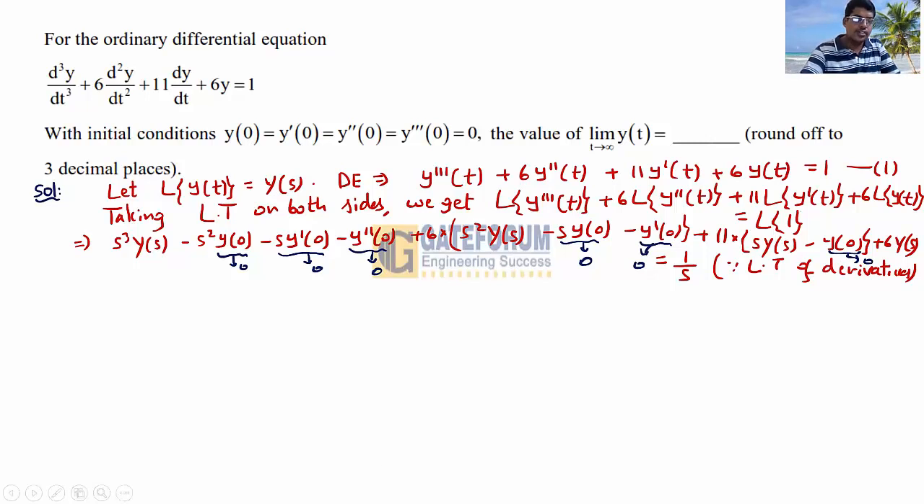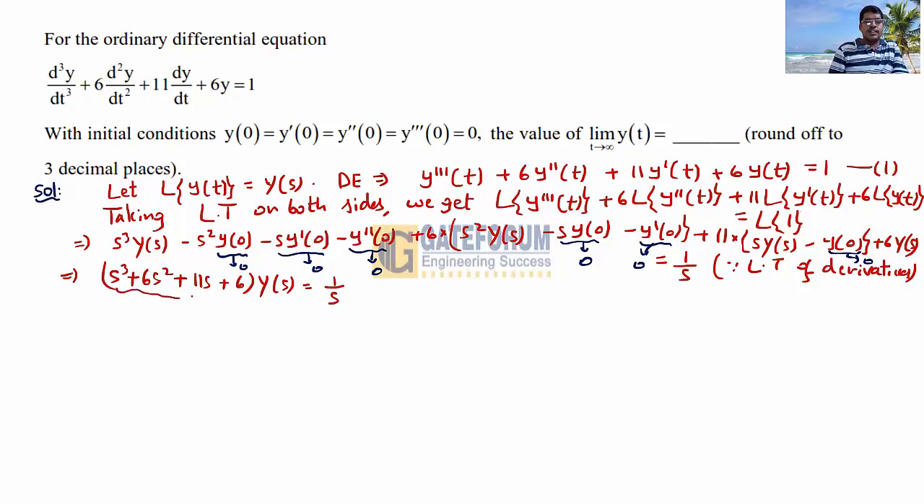Now first collect all Y terms, take Y common on the left side, and shift the remaining terms to the right side. So this can be expressed as, taking capital Y(s) common, (s cube plus 6 s square plus 11 s plus 6) Y(s), and on the right side the remaining term is 1 by s. This is factorizable into a product of three linear factors: (s plus 1)(s plus 2)(s plus 3).